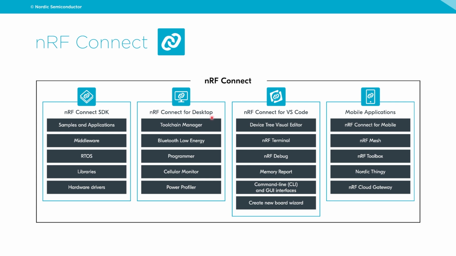Then we have the nRF Connect for desktop. These are various PC tools that serve multiple purposes. For example, the toolchain manager offers one-click install for the SDKs, or the programmer allows you to program the firmware into your target devices. Then we have nRF Connect for VS Code, which is our preferred IDE to work with the nRF Connect SDK. It contains various features to help you develop and debug your application. And we also have a vast portfolio of mobile applications. One of the most popular ones is the nRF Connect for mobile, which is a sort of generic Bluetooth Low Energy application that allows you to discover, connect, and exchange data with Bluetooth LE devices.